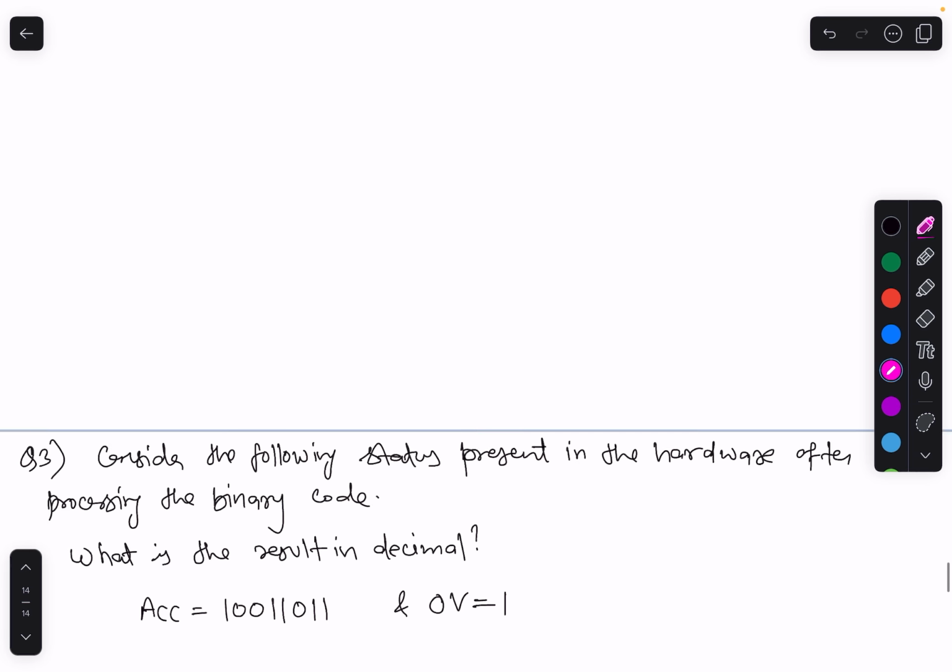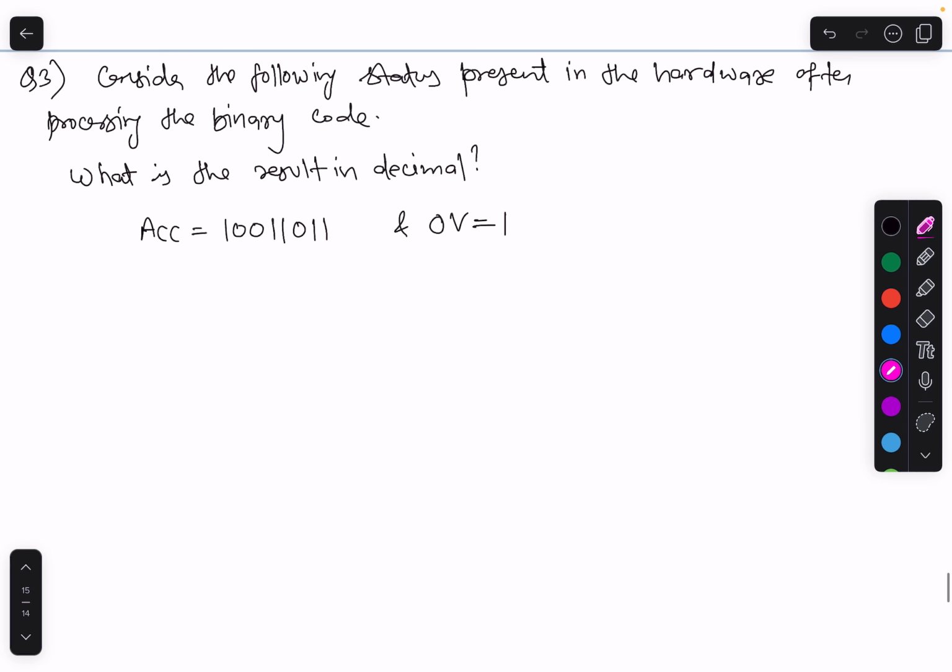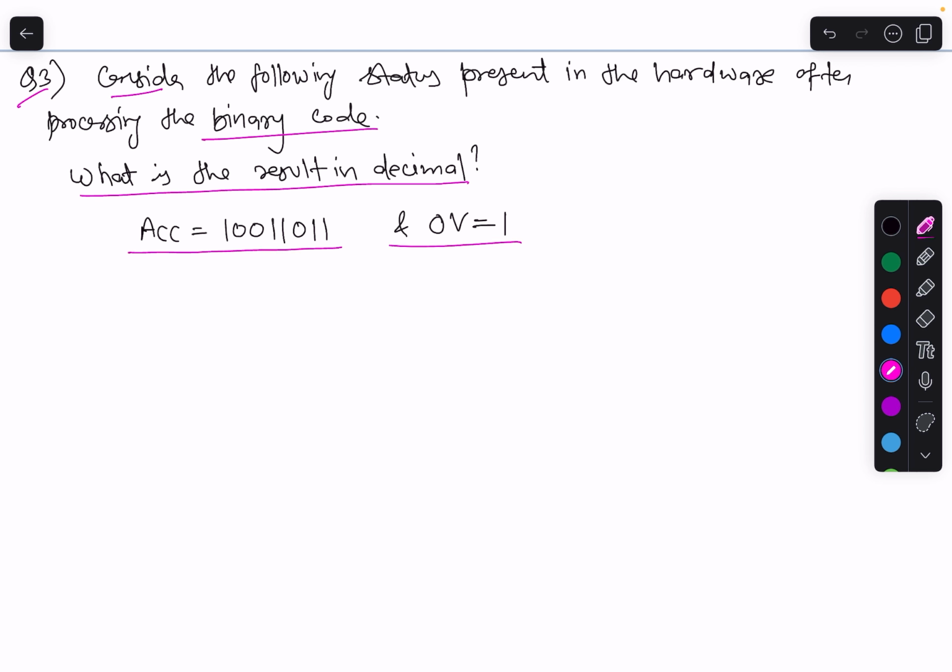Now we have one more question. The third question: consider the following status present in the hardware after processing the binary code. What is the result in decimal? So we have the accumulator content and the overflow flag, which is 1, and we need to find the result in decimal.